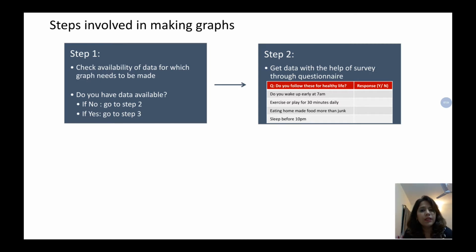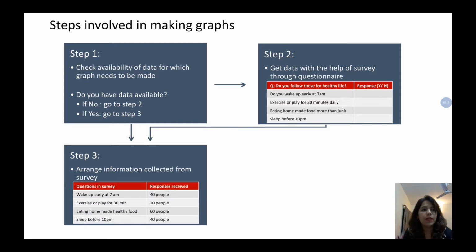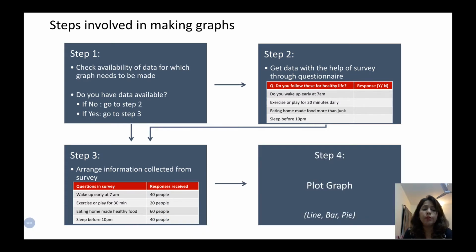After giving it to the people, it was filled, and now I have to tabulate it, which means I have to put it in a table. So see, now I have the data in this form, and we call it information now, because this is the information. Using this information, I can plot a graph. It could be a line graph, a bar graph, or a pie chart.